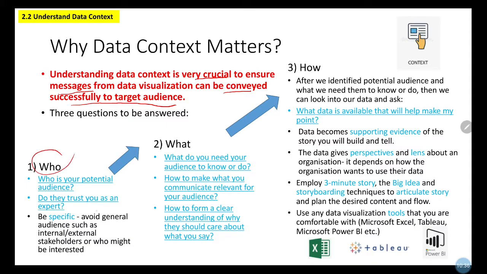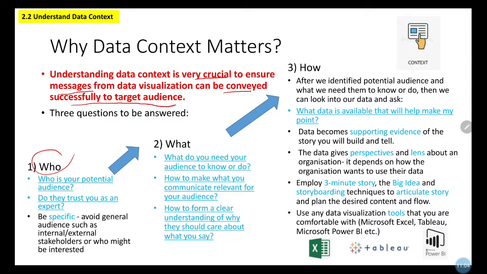Do they trust you as an expert, because you are the one who is going to analyze their data? You are the one who is going to produce the data visualization for them. So you have to be specific about who your audience is. Avoid a general audience such as internal or external stakeholders who might be interested.